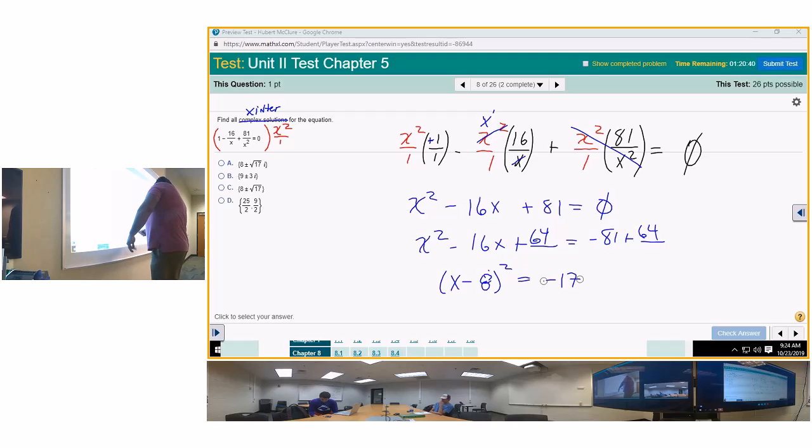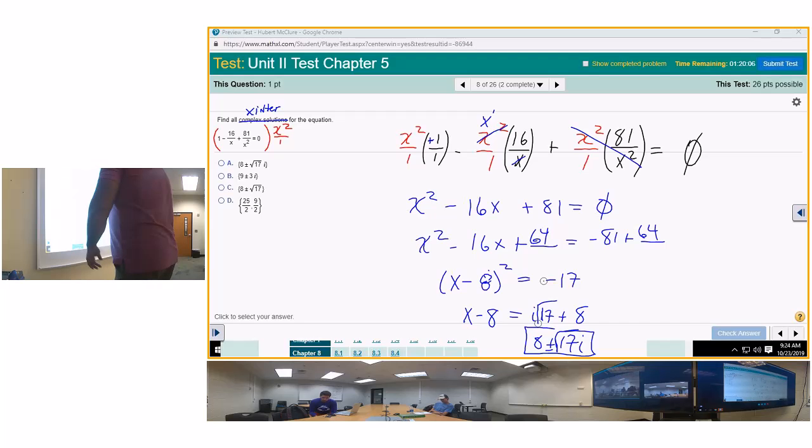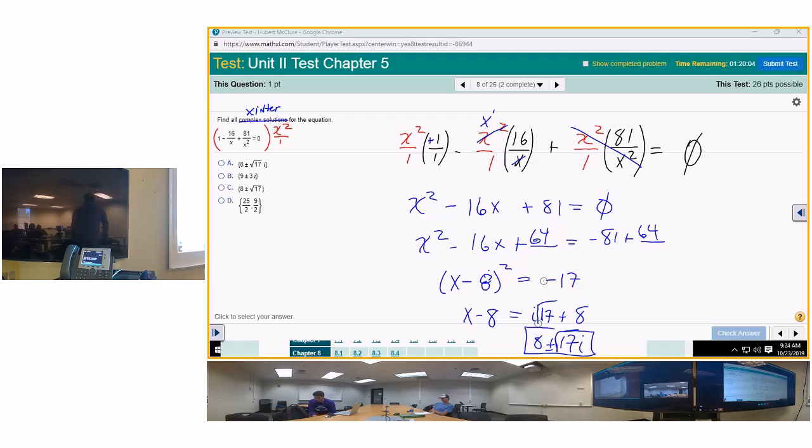All right. Now, take the square root, and that's going to be 17i. So x minus 8 is equal to plus or minus the square root of negative 17, which is 17i, plus 8. And that's going to be 8 plus or minus 17i. Thank you, I knew something was missing there. It's alpha. So, which one is it? Alpha.